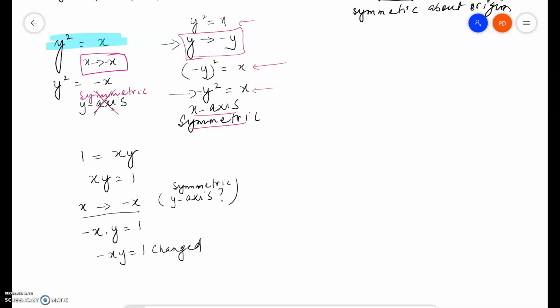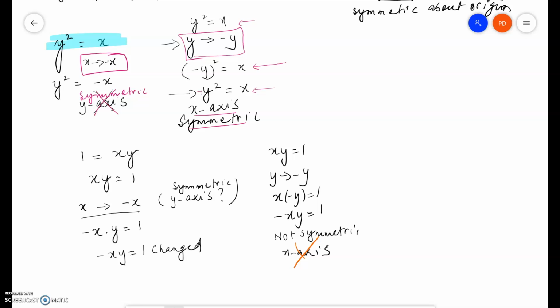Now we can repeat the same process, except that we change y to negative y. The equation does change, so that is x times negative y equals 1, which means negative xy equals 1. The equation has changed, so therefore it is not symmetric about the x-axis. So no symmetry about the x-axis. It's not symmetric about the y-axis.